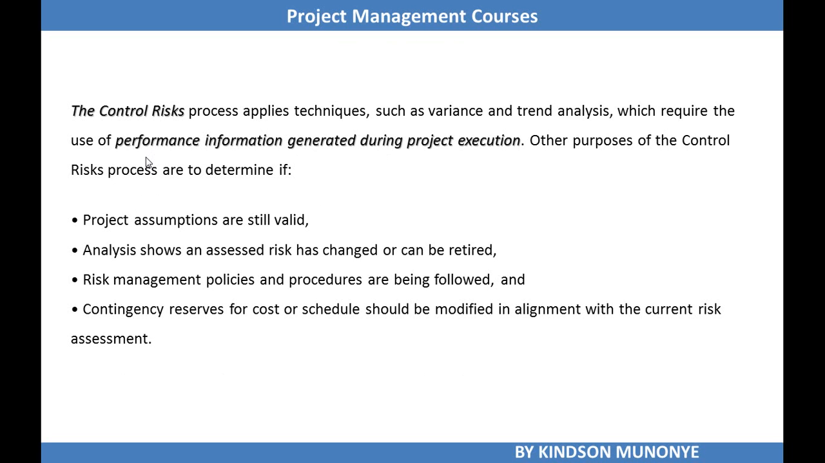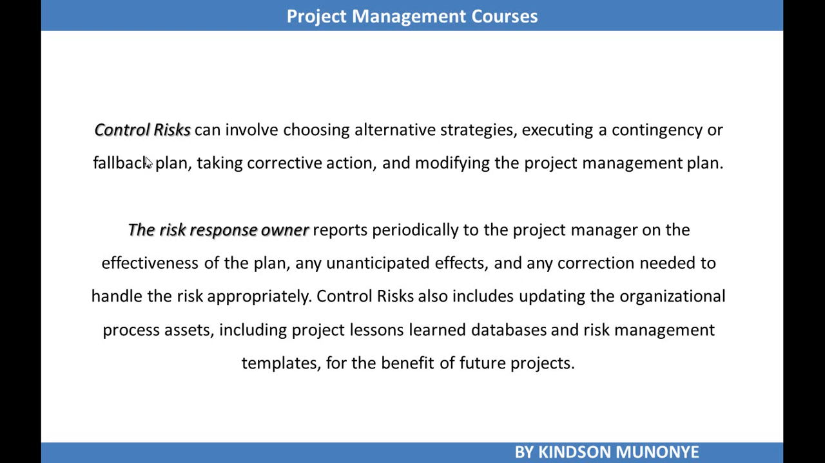The control risks process applies techniques such as variance and trend analysis, which require the use of performance information generated during project execution. Other purposes of the control risks process are to determine if project assumptions are still valid, if analysis shows an assessed risk has changed or can be retired, if risk management policies and procedures are being followed, and if contingency reserves for cost or schedule should be modified in alignment with the current risk assessment.